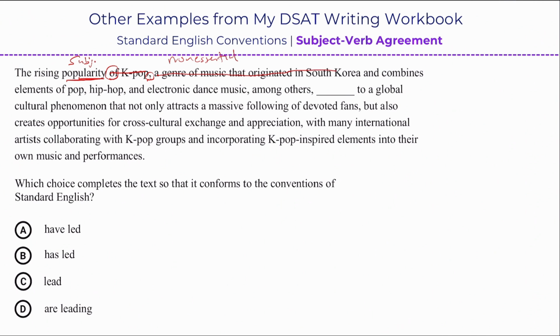There's a lot of stuff, right? But it ends right here, and it's going to end right here because why? Because I know this is where the verb begins, right? Have led. When I plug in answer choice A, have led to a global cultural phenomenon that not only attracts a massive following of devoted fans, but also creates opportunities for cross-cultural exchange and appreciation, with many international artists collaborating with K-pop groups and incorporating K-pop inspired elements into their own music and performances.